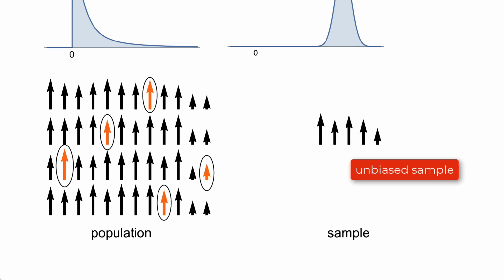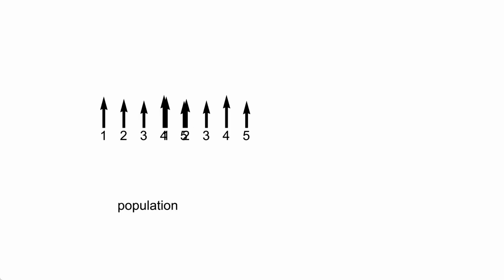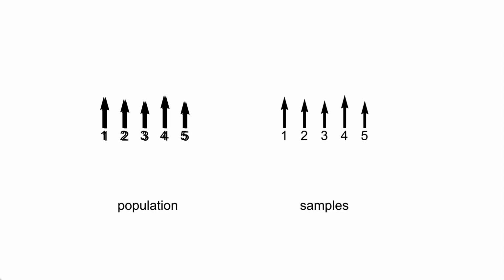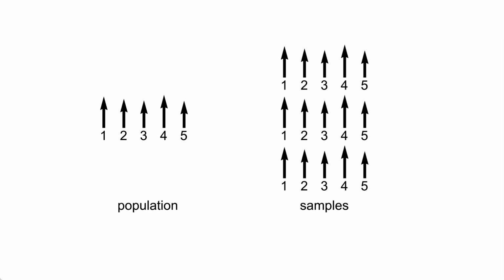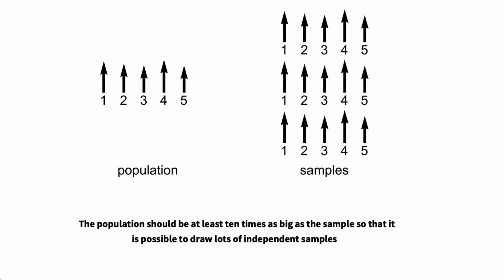Also, the population needs to be big enough so that it is possible to draw lots of independent random samples from the population. If the population is the same size as the sample, for example, then every sample will consist of the same individuals as every other sample, so every sample will give the same statistics and there would be no real sampling distribution. A common guideline for satisfying this condition is that the population should be at least 10 times bigger than the sample size so that it is possible to draw lots of samples without having too many of the same individuals in every sample.